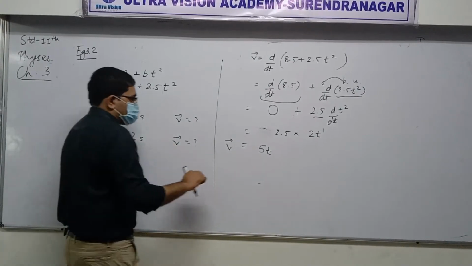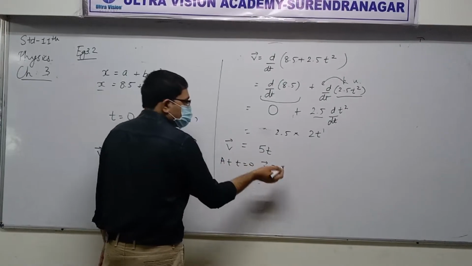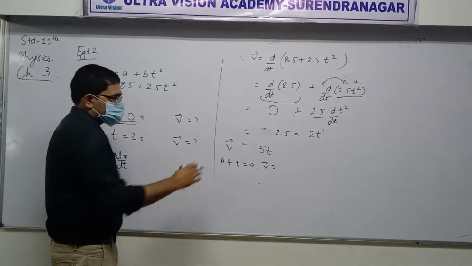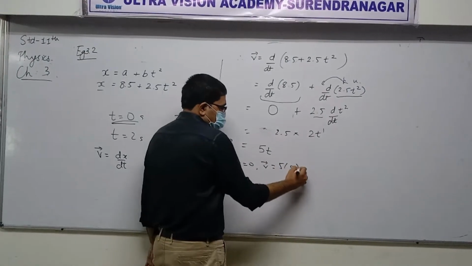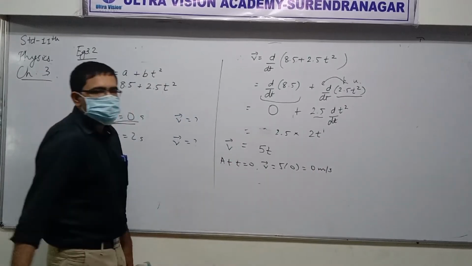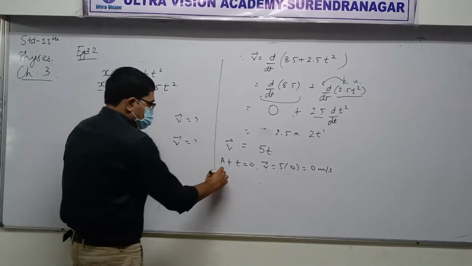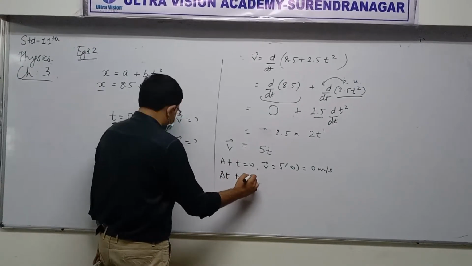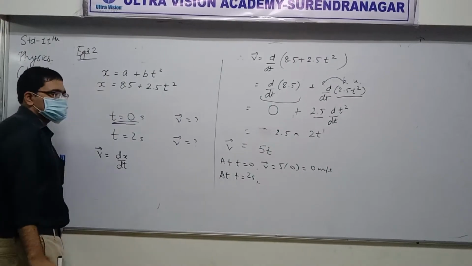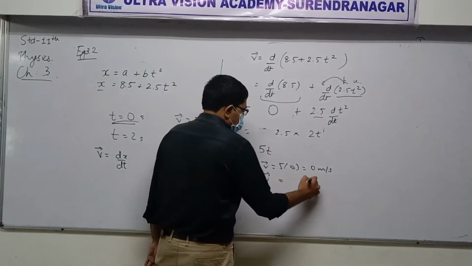So now if I want to find velocity at t equal to 0, then what will I do? I'll put the value of t. How much is the value of t for this one? 0. So what will be the velocity? 5 into 0 is how much? 0. Very good. So velocity at t equal to 0 is 0. Do you understand? Okay, let's go to the next one. At t equal to how much? 2 seconds. How much would be velocity at t equal to 2 seconds? 10. Clear or not? Yes.